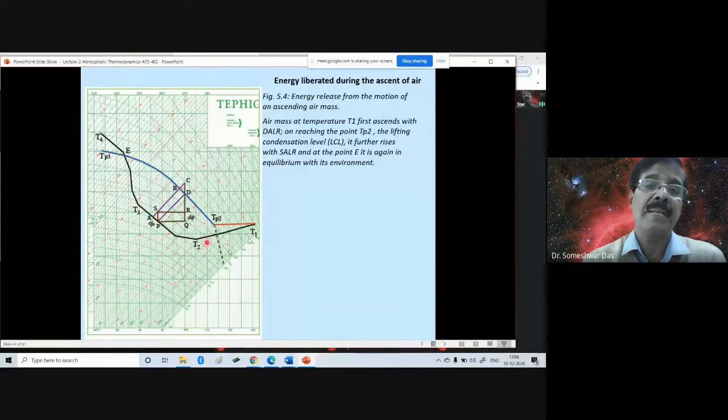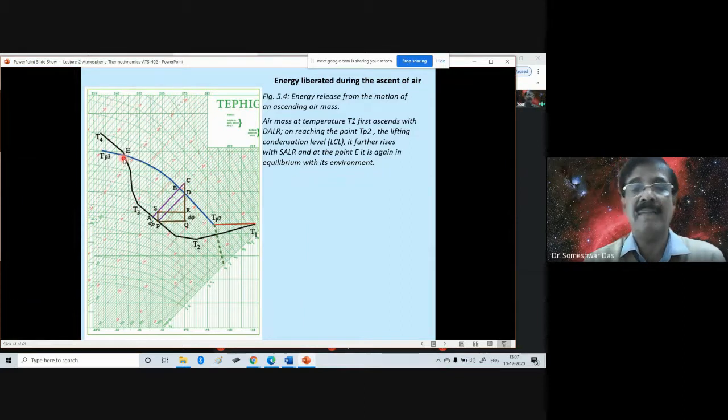So it will keep rising until these two lines cross each other at this point E. This point is called the level of neutral buoyancy because both the temperatures are equal. The temperature of the air parcel is the same as the surrounding air. So from there onwards, there is no more buoyancy. The parcel will not be buoyant and it cannot rise further.